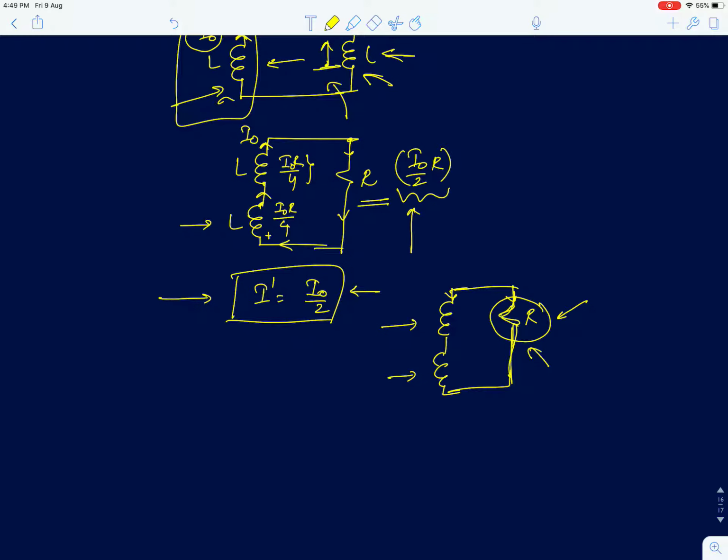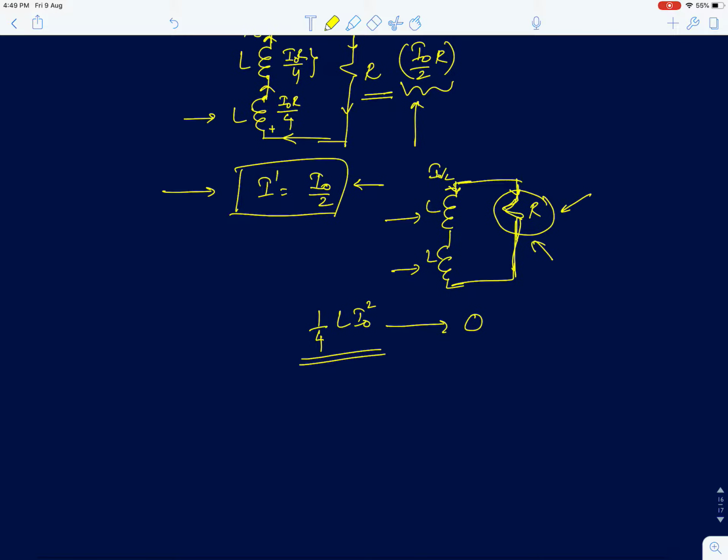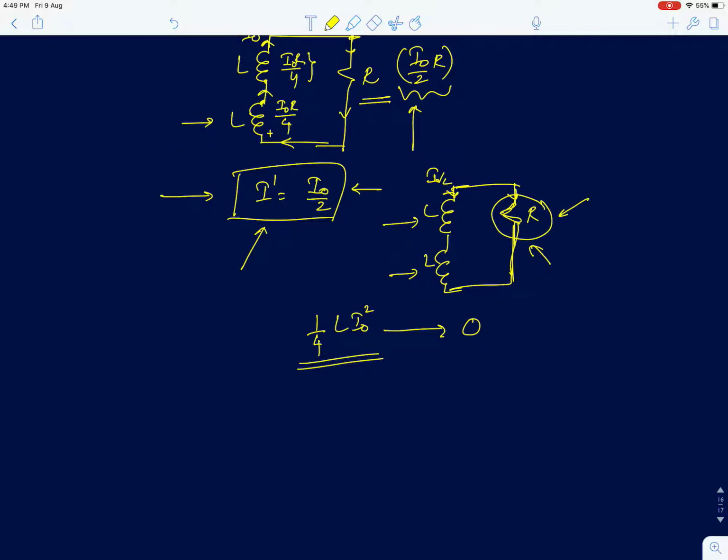The initial stored inductor energy, with I naught by 2 being the current flowing in them, will be 1 by 4 L I naught square. That's going to be the energy stored in both the inductors, and that's eventually going to go to 0. So that's the only difference here, but the initial value was found by I naught by 2.